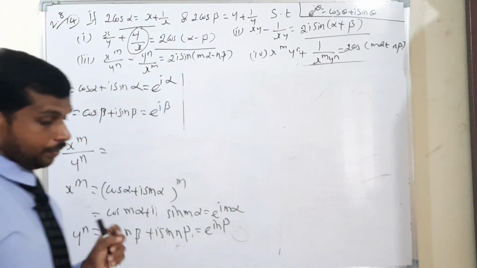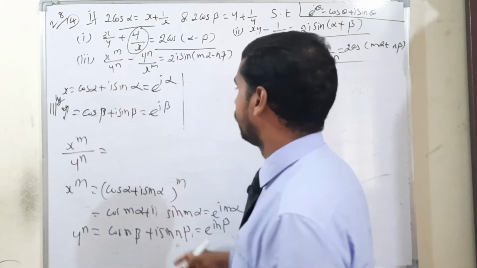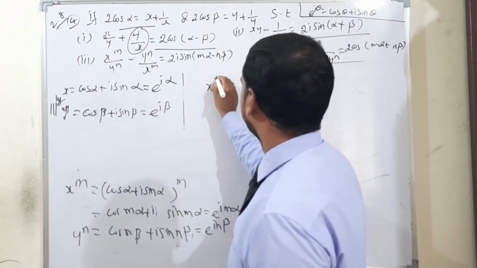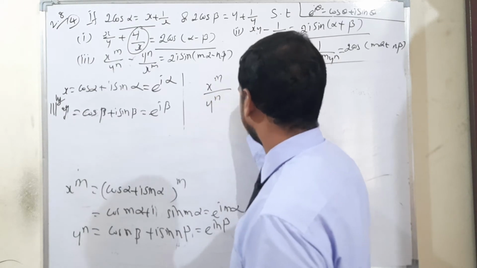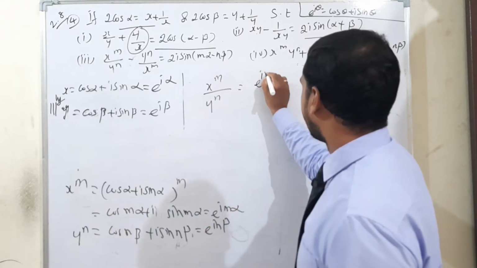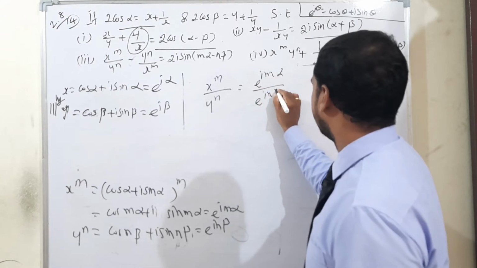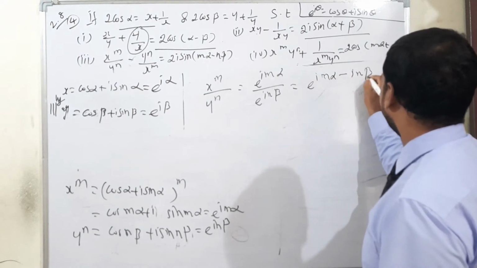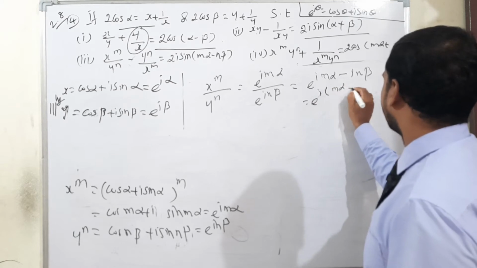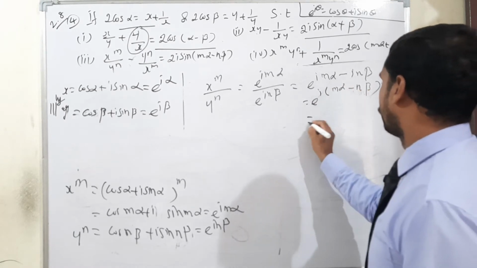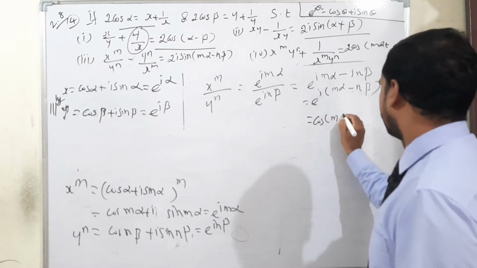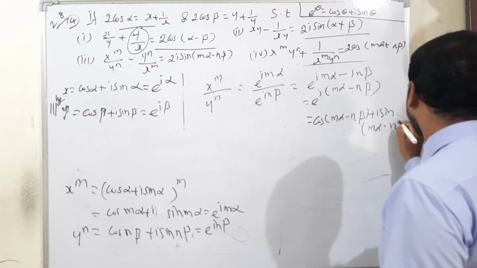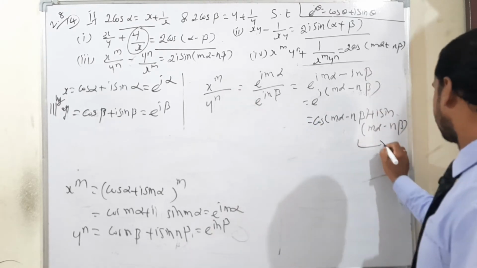Now we can apply the third subdivision. x to the power m divided by y to the power n is equal to e to the power i m alpha divided by e to the power i n beta. Divided by means e to the power i m alpha minus i n beta. Again I take i common outside, m alpha minus n beta. How can you write it? cos of m alpha minus n beta plus i sin of m alpha minus n beta. This is considered equation number 1.